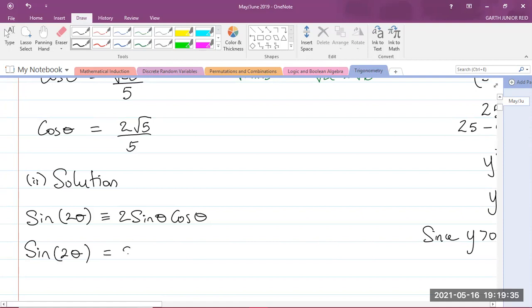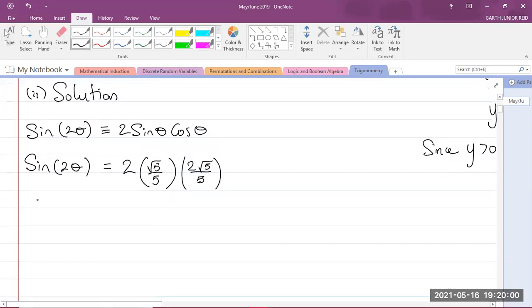So the sine of 2 theta, that's what they wanted, is going to be equal to 2 multiplied by sine theta, which they told us is the square root of 5 divided by 5. And I'm multiplying that by cos theta, which we just calculated, and that's 2 root 5 divided by 5. Let's now do some multiplication here.